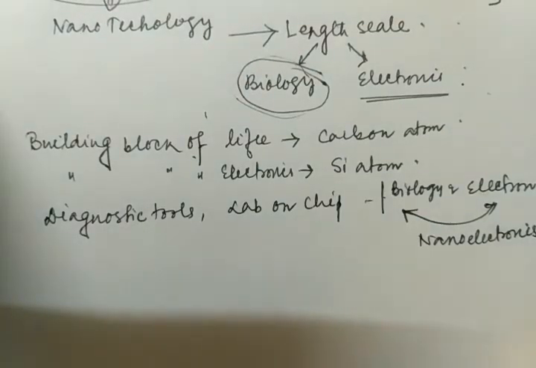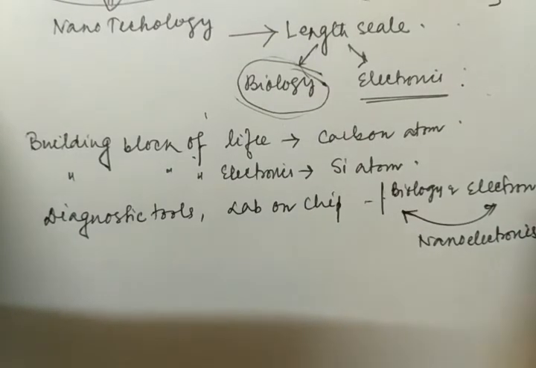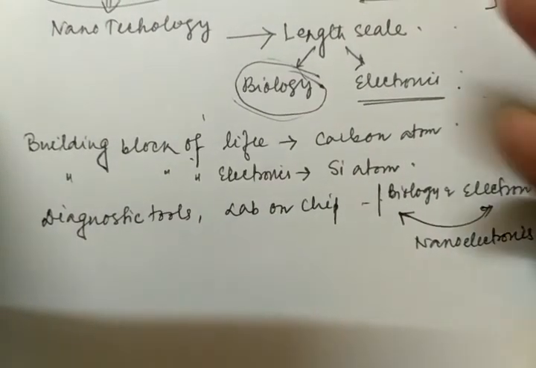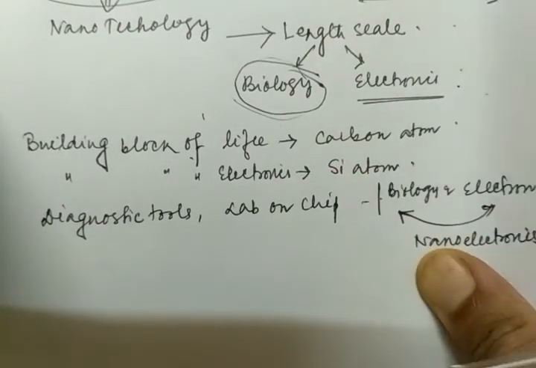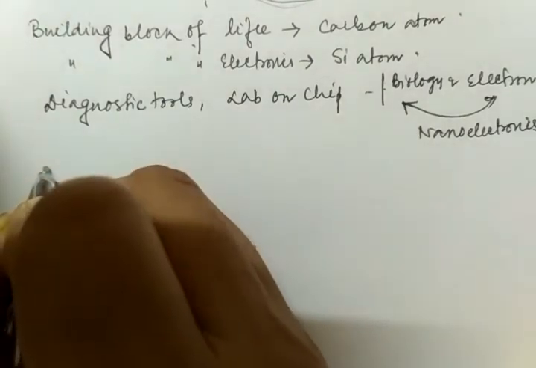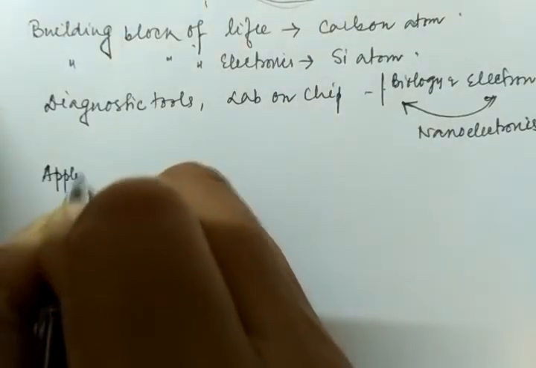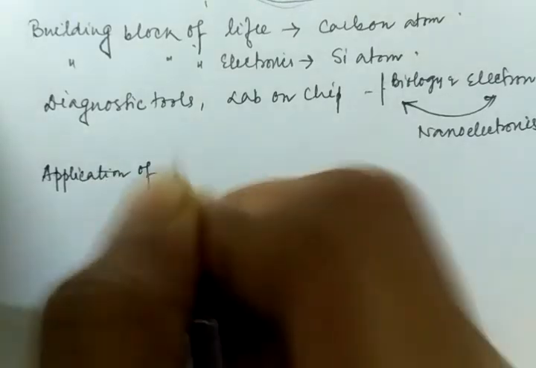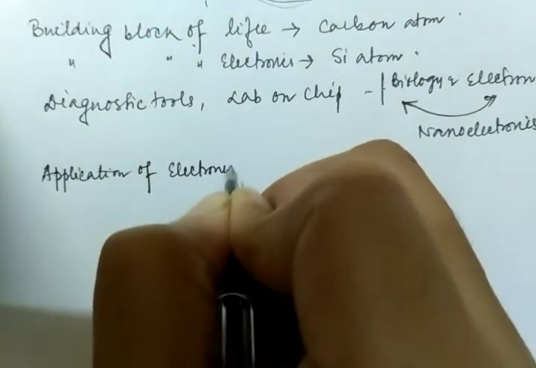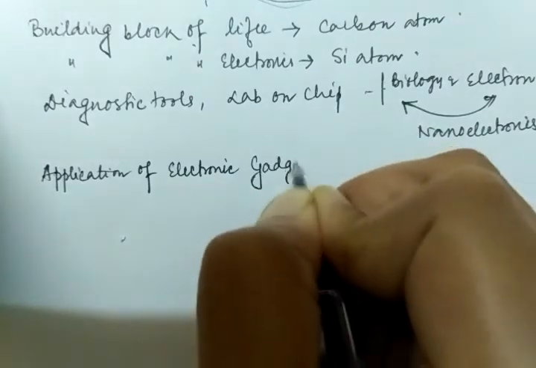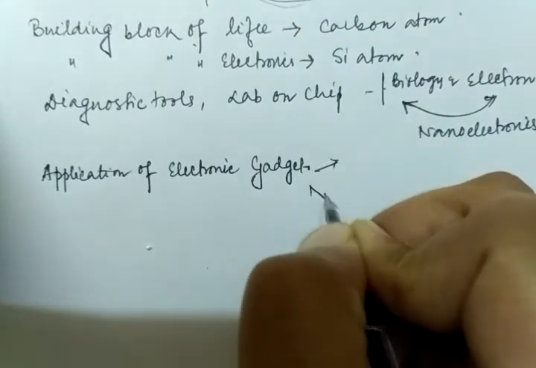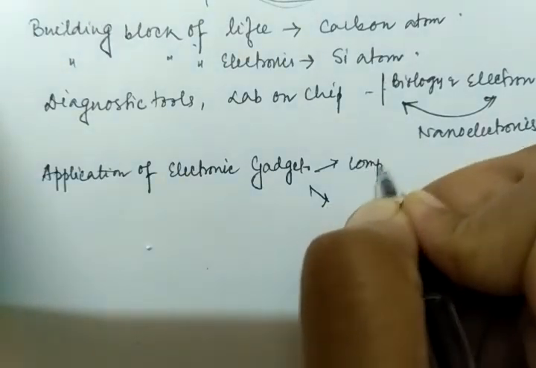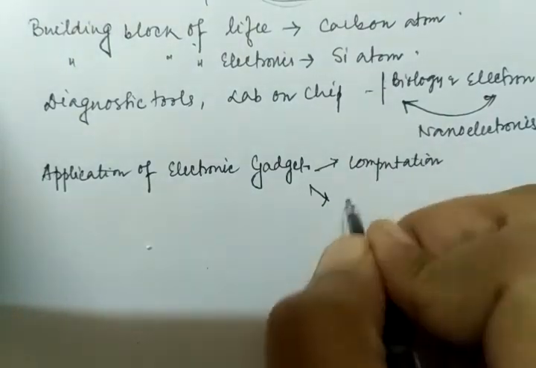And now we will discuss nanoelectronics. So we will focus entirely on the electronics. This is a very big picture of this module, right? Any application of an electronic gadget consists of two parts. What are the parts? One is computation and the other is storage.